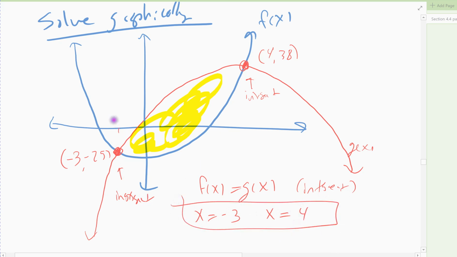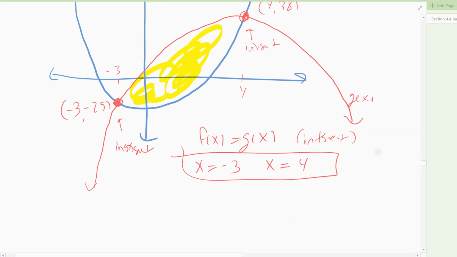That's where my area is between -3 and +4, right? It's the x values, not the y values. X values between x = -3 and x = +4. All right, so when I want to find my area, it's over the integral from -3 to 4.